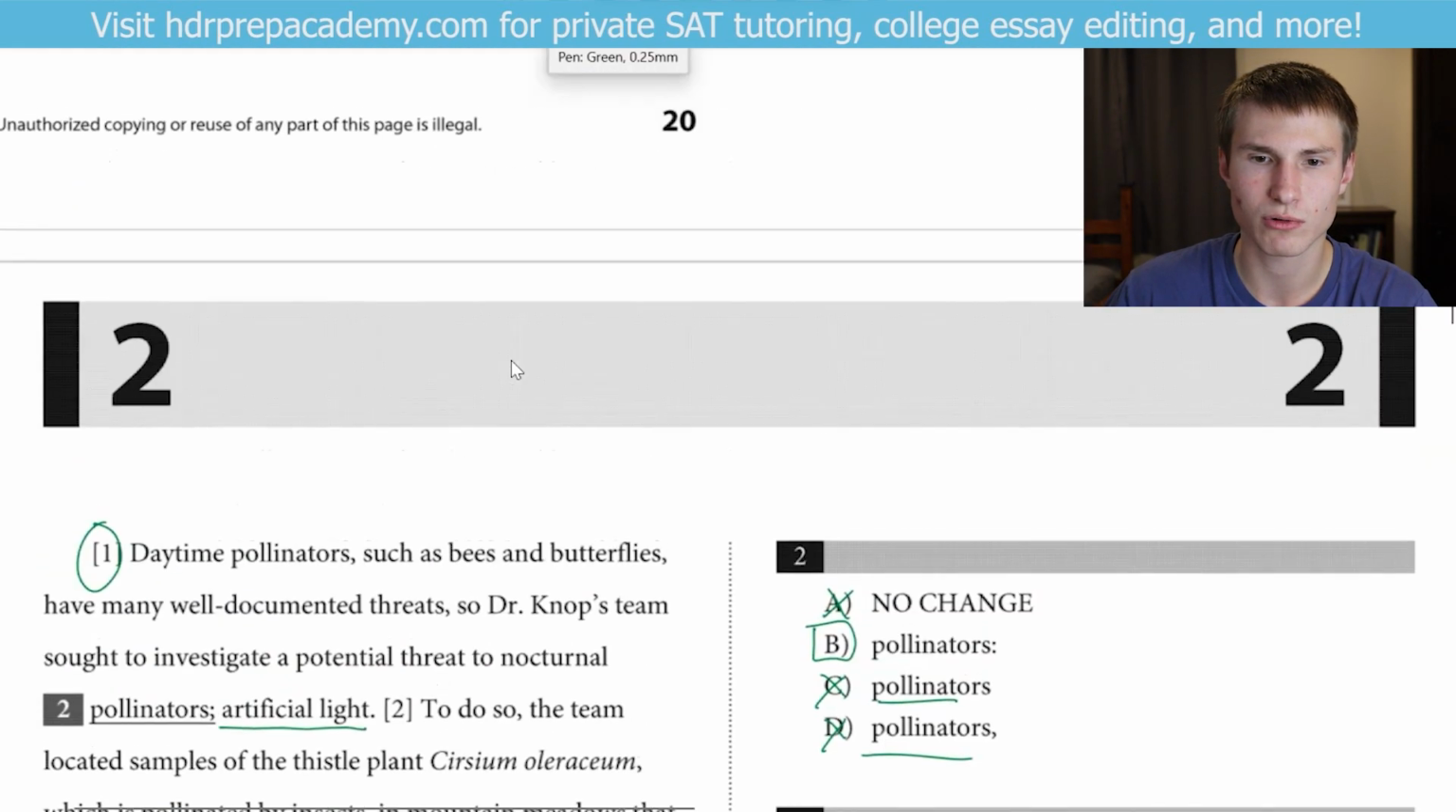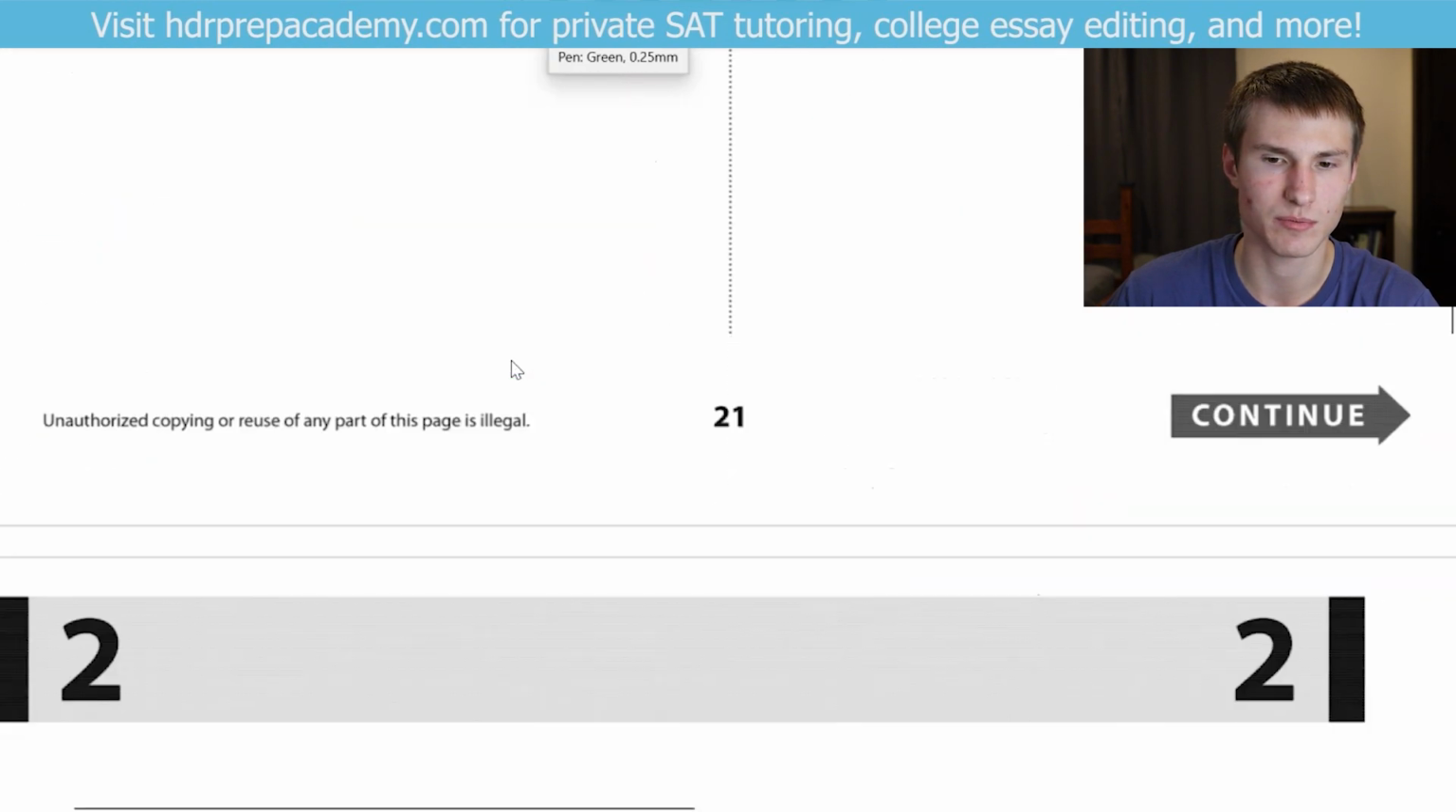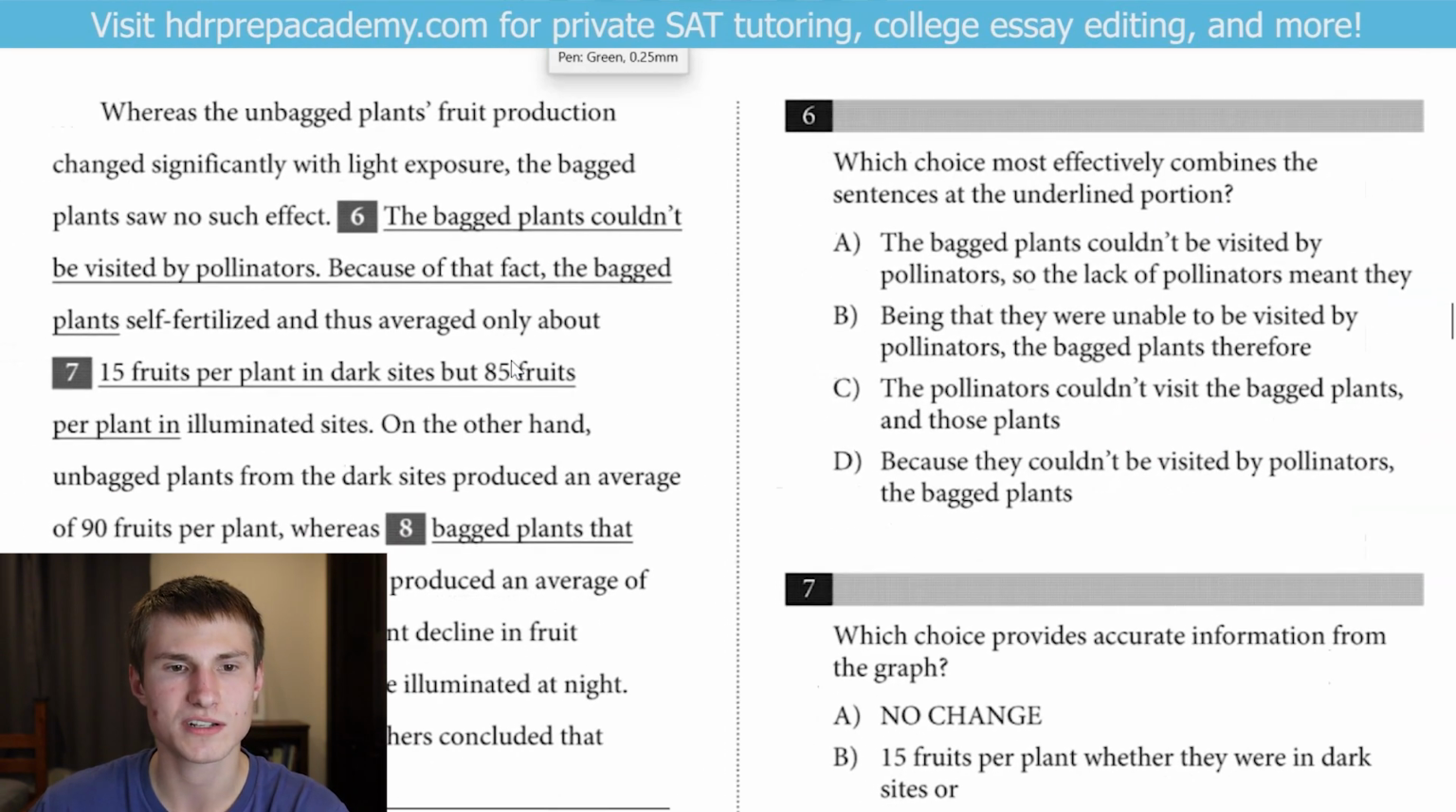All right, with that being said, we've answered questions 1 through 5, so let's go ahead and keep moving. So we got question 6 now. Whereas the unbagged plant's fruit production changed significantly with light exposure, the bagged plant saw no such effect. Now right here, which choice most effectively combines the sentences at the underlined portion?